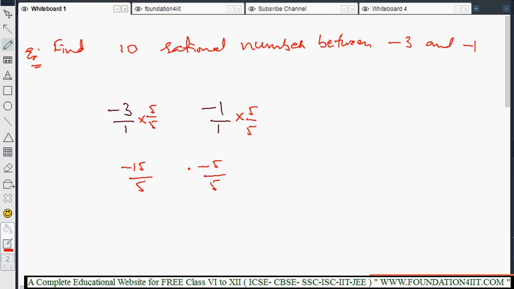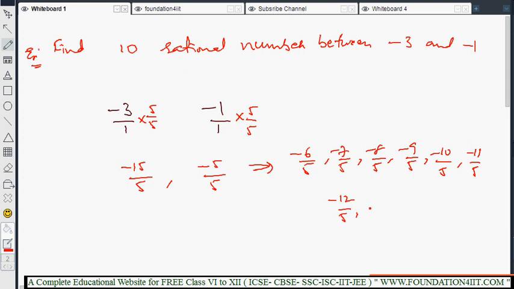Let us check whether 10 will come in between these two. -6 by 5, -7 by 5, -8 by 5, -9 by 5, -10 by 5, -11 by 5, -12 by 5, -13 by 5, -14 by 5. So 1, 2, 3, 4, 5, 6, 7, 8, 9. Only 9 are there, all together only 9. But we need 10, so we need to increase some more.